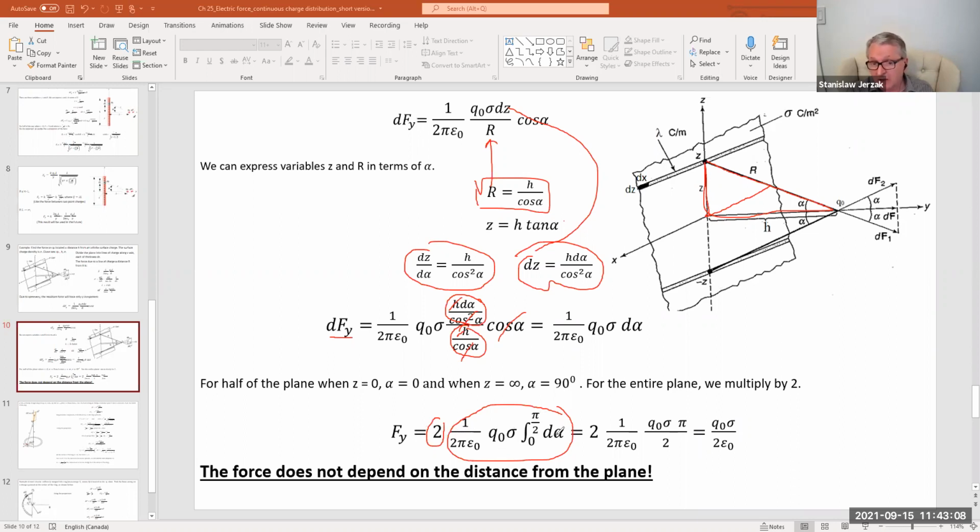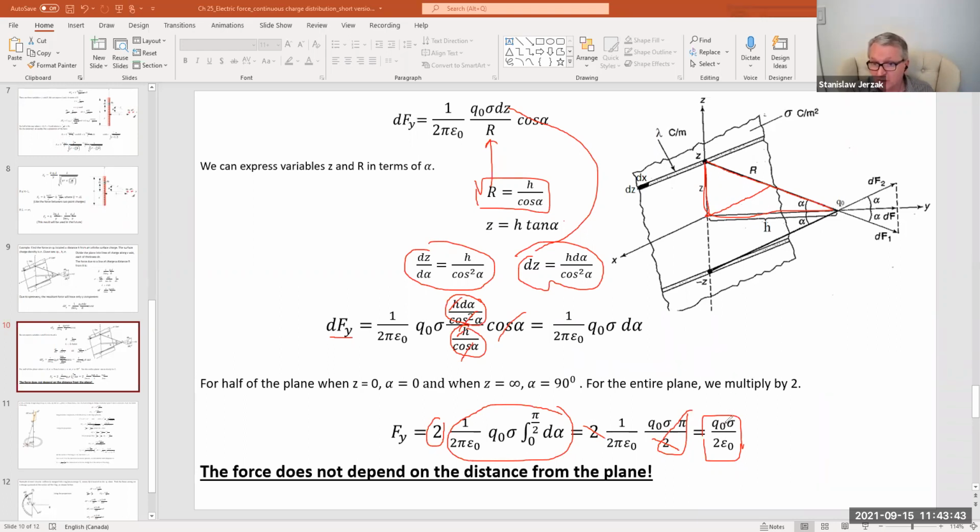And the integral of d alpha is alpha. I substitute the upper limit pi over 2 minus 0. So the final result is that this 2 and this 2 will cancel, and the total force F is then perpendicular to the plane, along the y direction, of magnitude q0 sigma divided by 2 epsilon naught. That's the final result. And as you see, the force acting on the q0 is independent of the distance h of the charge from the plane of charge.